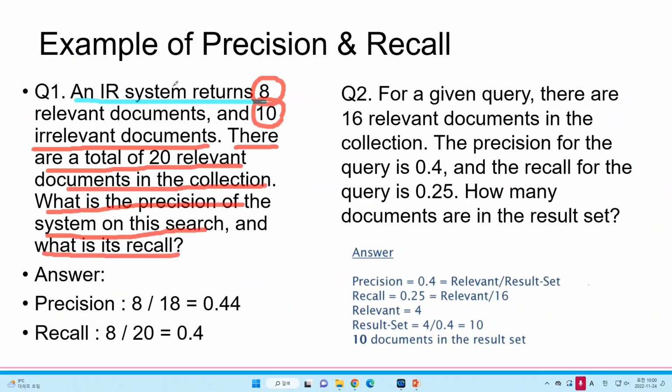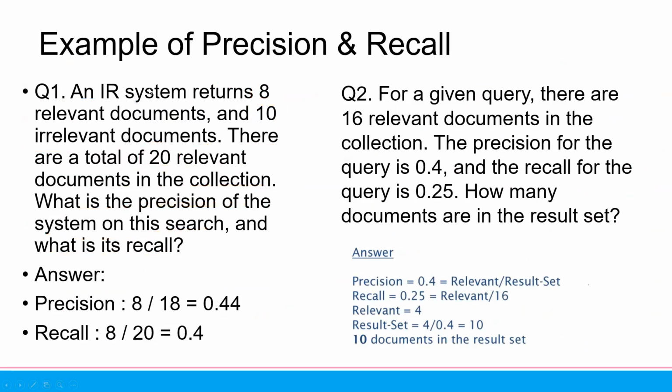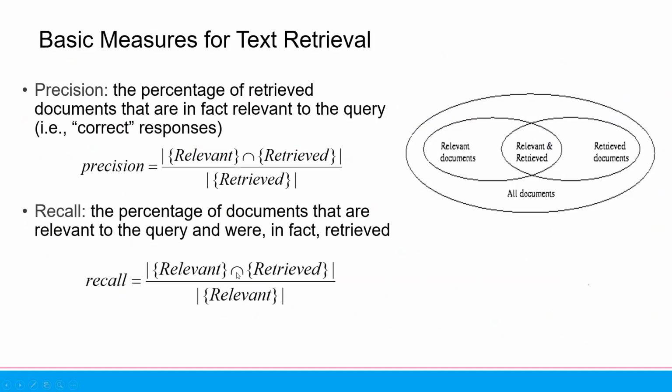So we have this one. The IR system returns 8 relevant documents. Returning means it is retrieved and relevant. And there are 10 which are irrelevant. Then we need to check how many relevant documents we have. We have 20 relevant documents. So let's get back to this formula.